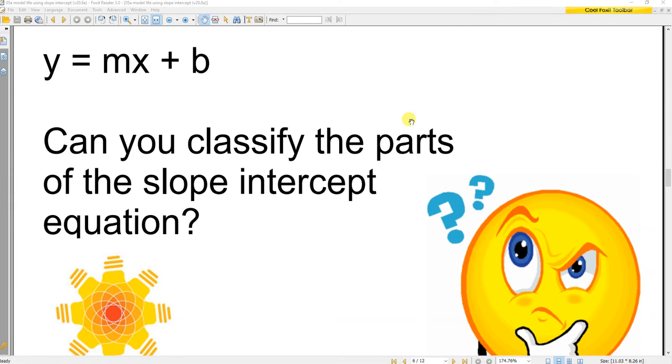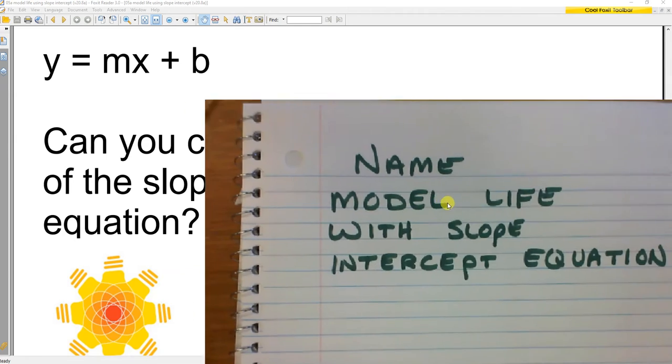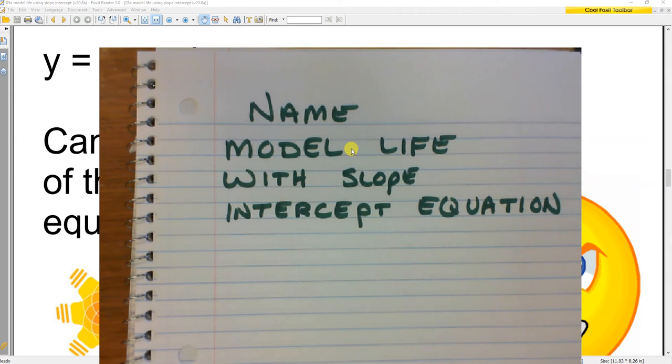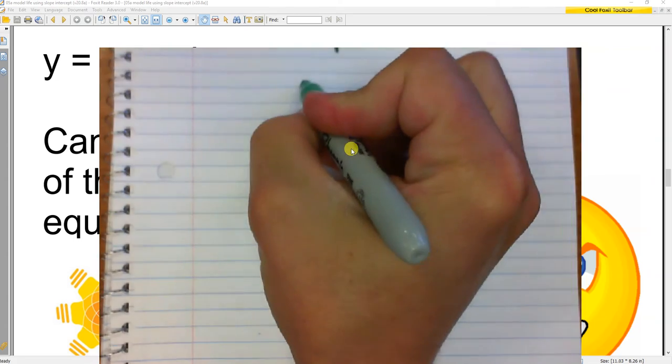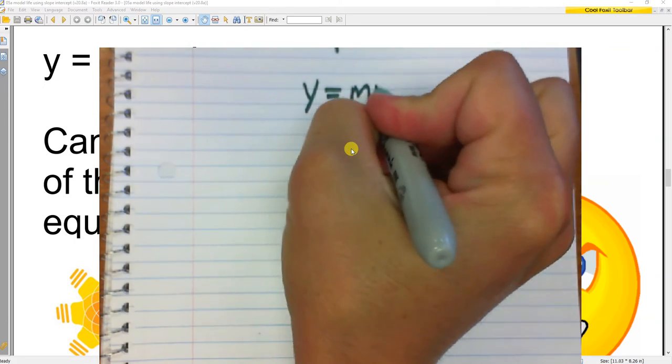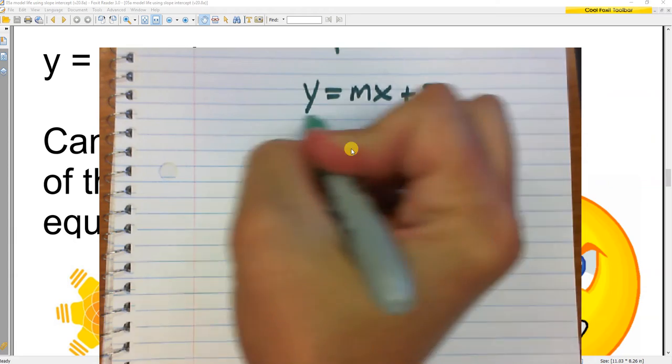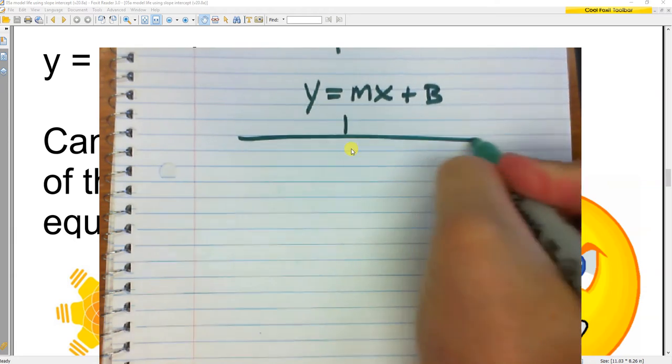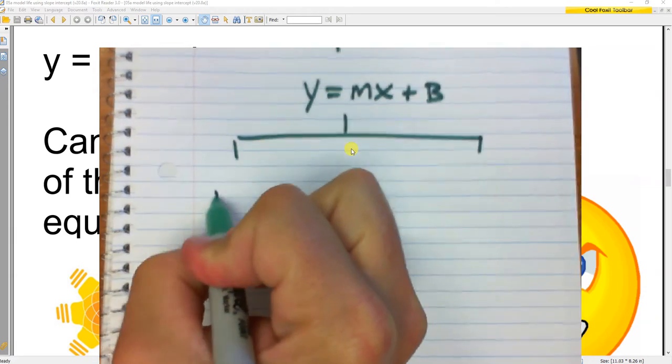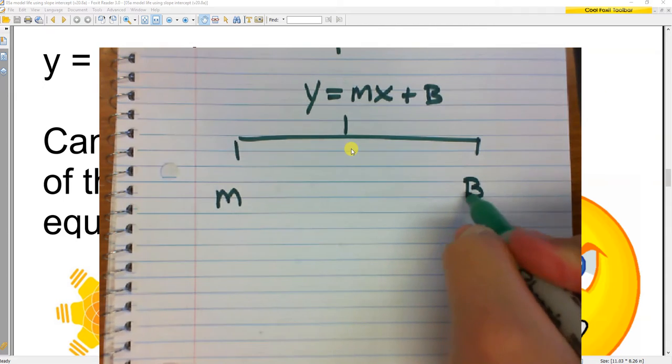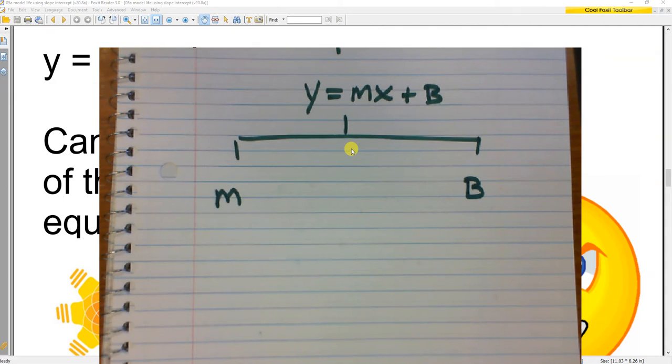So, can you classify the parts of the slope-intercept equation? We're going to start with a thinking map and remember everything about the slope-intercept equation. We have y equals mx plus b, and we're going to break this down into m and b. I want to know everything about the m and everything about the b.